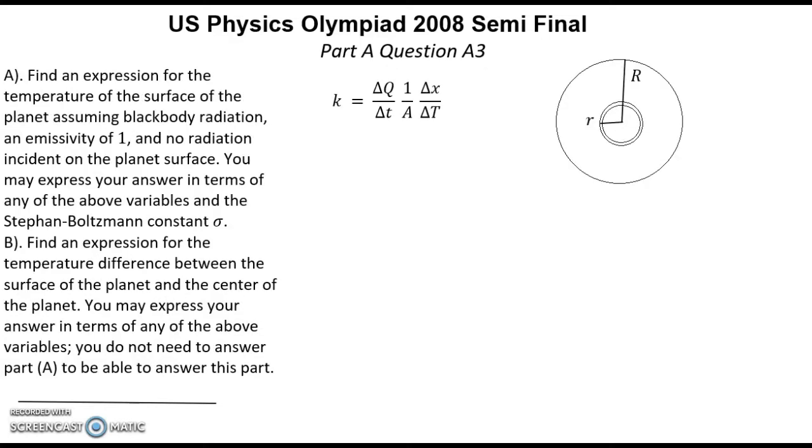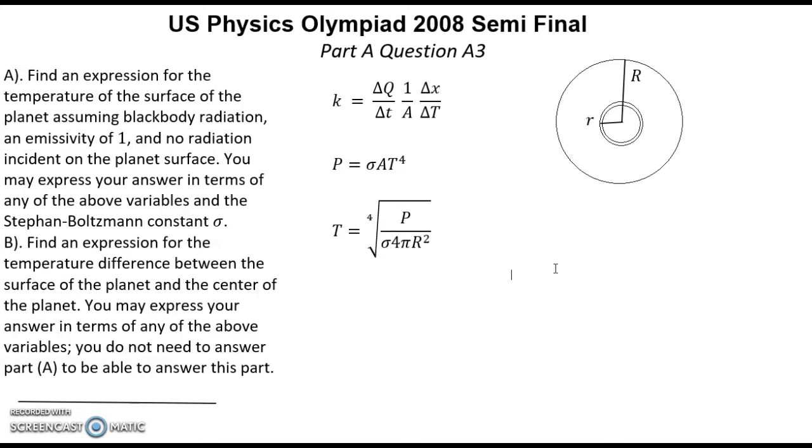Question A. Find an expression for the temperature of the surface of the planet assuming black body radiation. According to the Stefan-Boltzmann formula, we have power proportional to temperature to the power 4, where sigma is the Boltzmann constant, A is the area and T is the absolute temperature. Now from this formula we can immediately find the temperature of this planet. This is the expression. We have 4 pi R squared, that's the area of the surface of this planet. And this is the answer for question A.